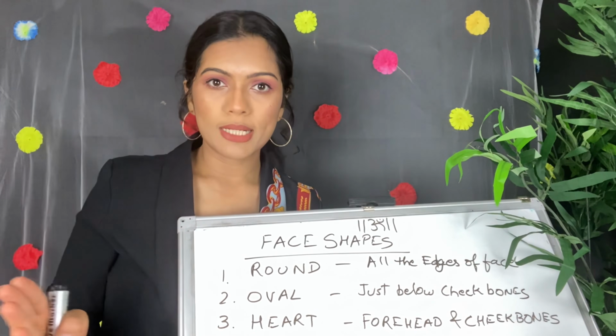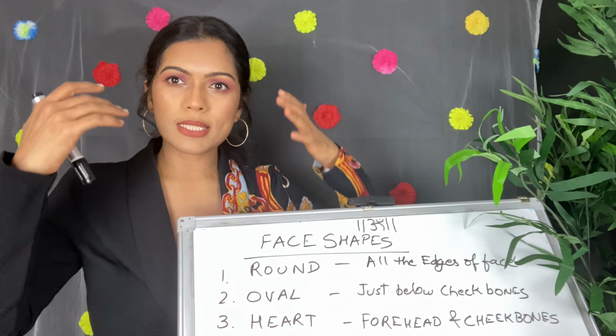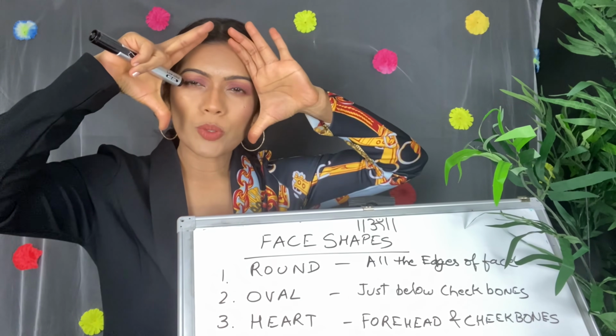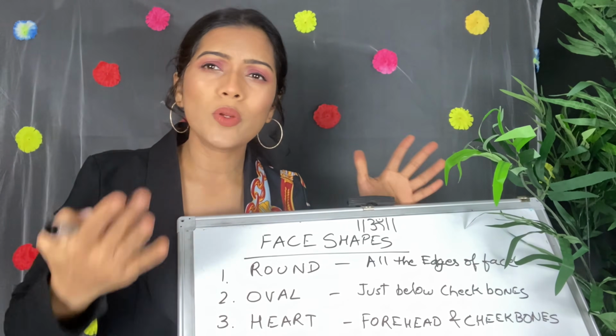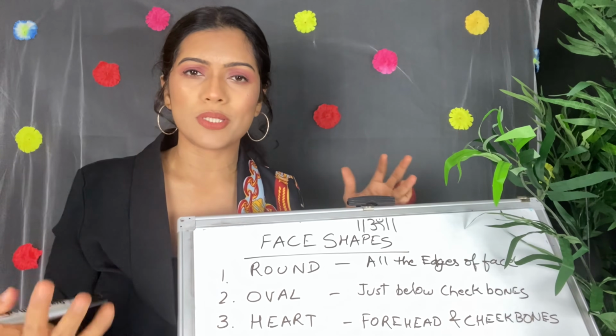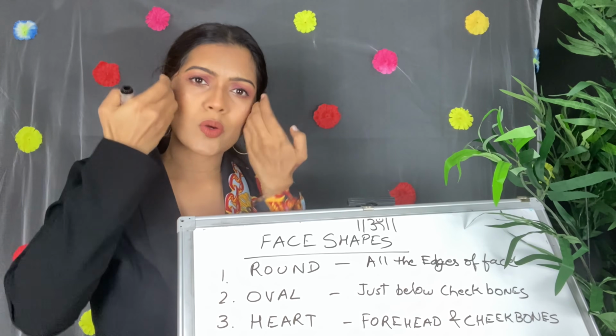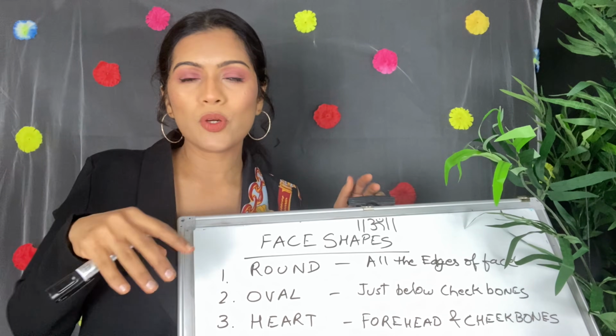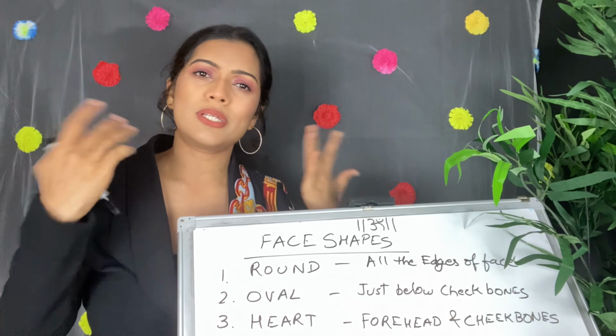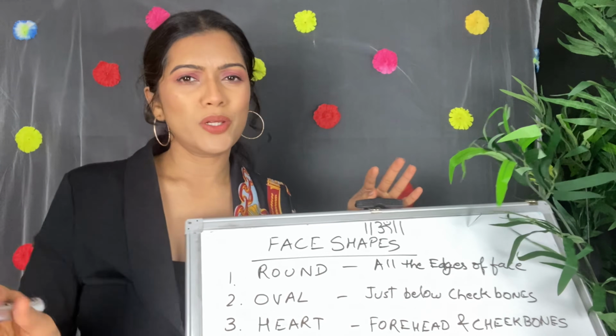What you need to understand is that you have to create a perfect balance. Contouring is just to balance your face. So whatever you see is a little bit more, just contour that part. That's it. And if you're confused, just contour the edges of the face. That's it guys, and you'll be good to go.